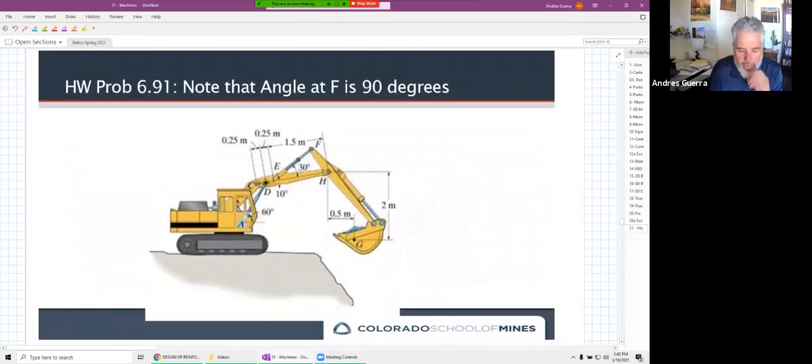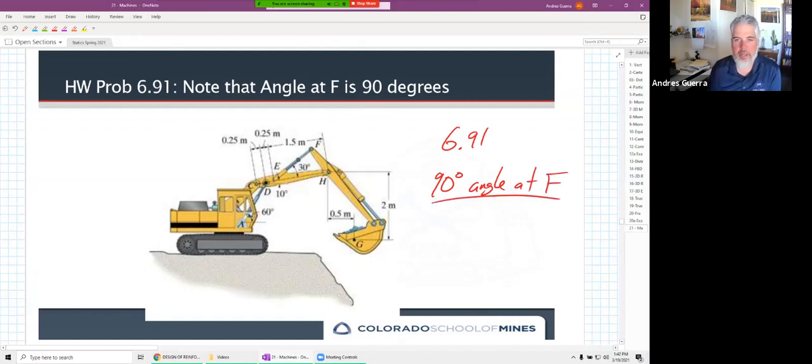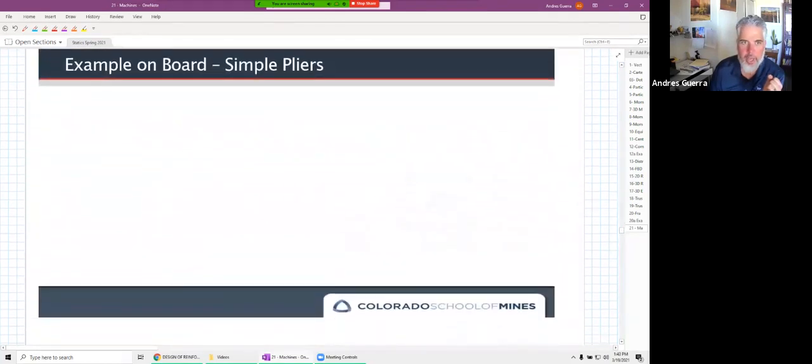And then on this one, write this down, problem 6.91, it's a 90-degree angle at F. You have to know that. They don't put it on Mastering. We need to know that F right there is a 90-degree angle. And again, we're going to solve this by identifying our rigid objects and then looking from that list to figure out which FBD to use. So 6.91, 90-degree angle at F.